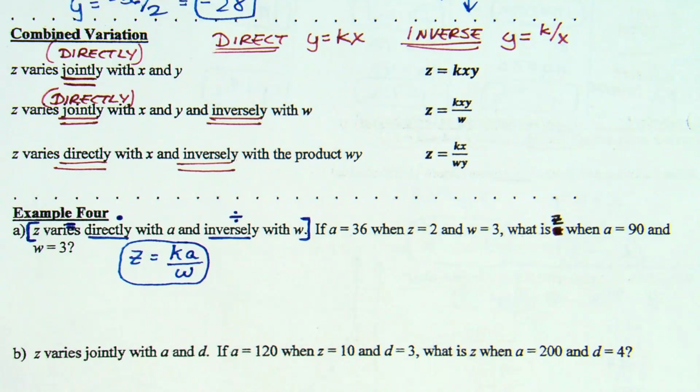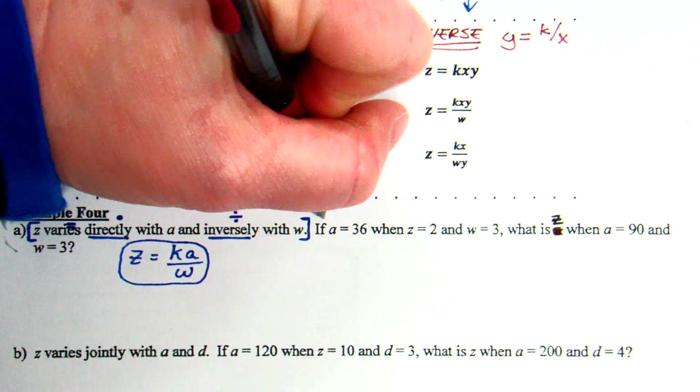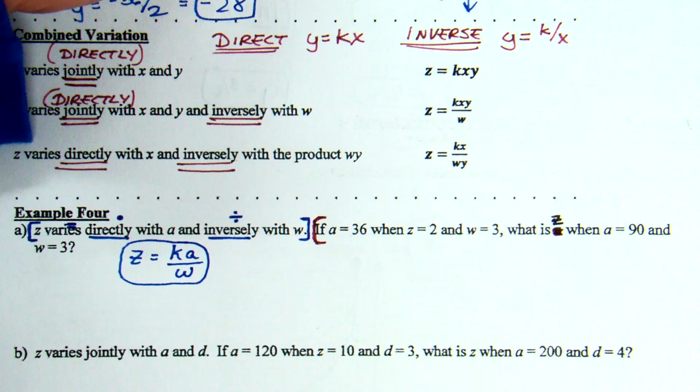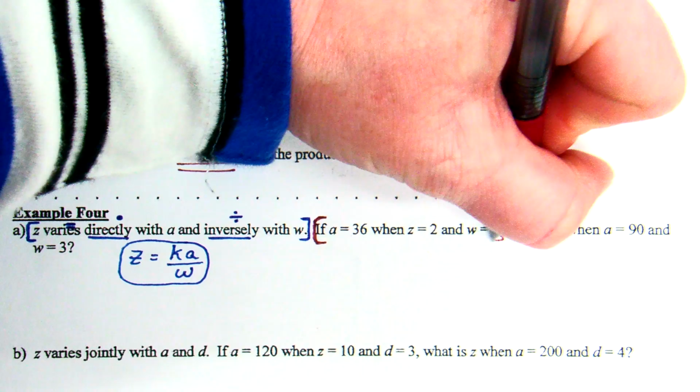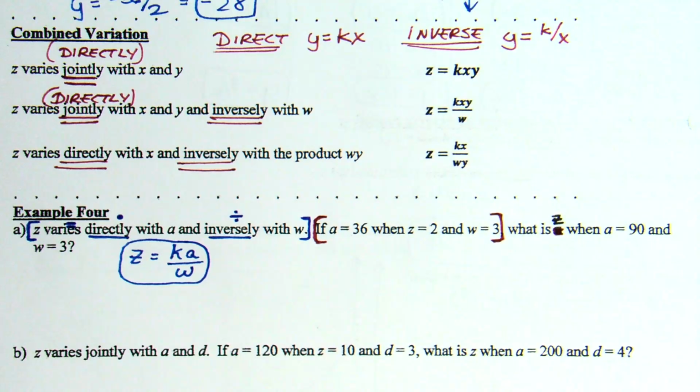Okay, let's keep going. Now we're going to do the middle part next. If A equals 36 when Z equals 2 and W equals 3. Don't even continue past that. If A equals 36 when Z equals 2 and W equals 3, what can I find with all of that provided information that I just put in those brackets?